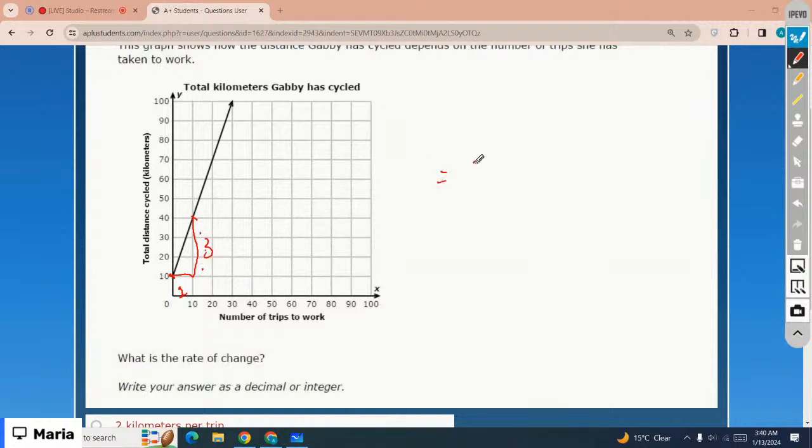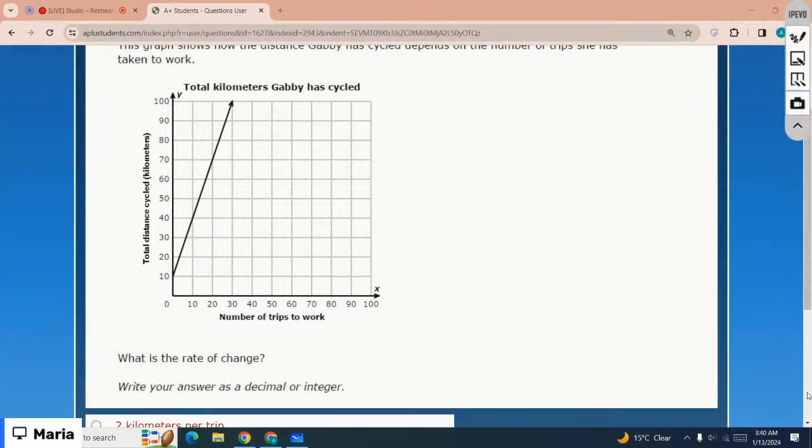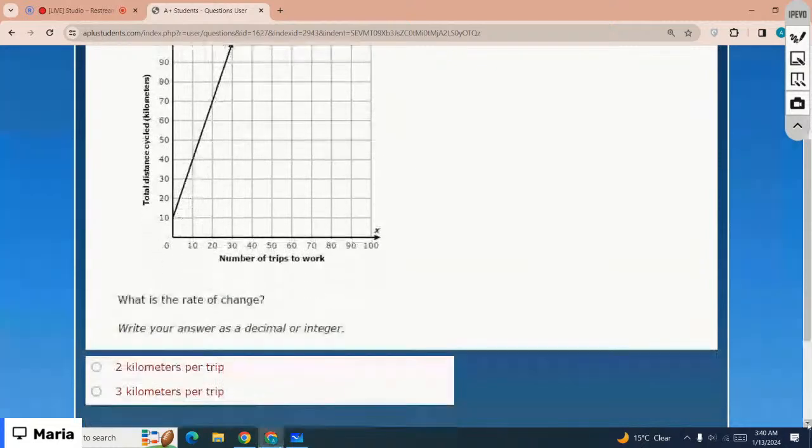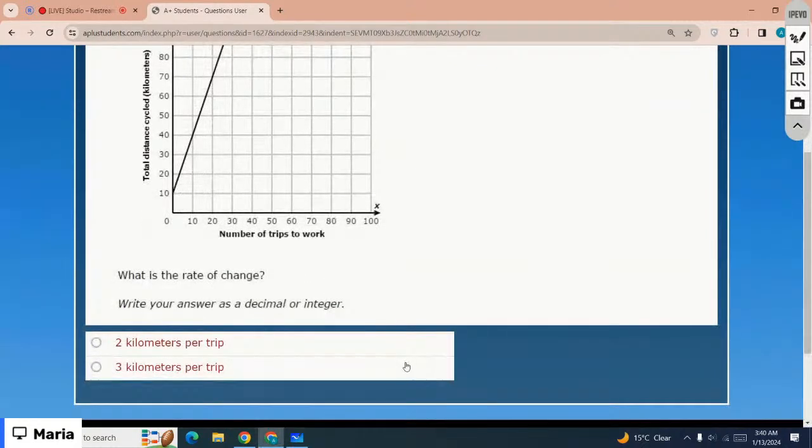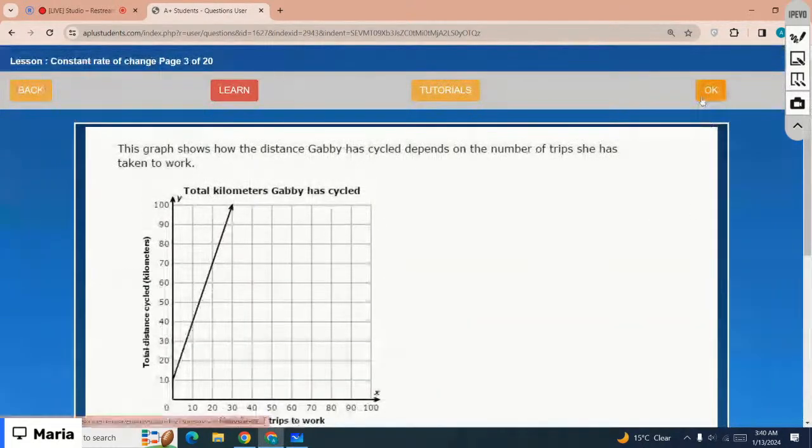So the slope is 3 divided by 1. That is change in y divided by change in x. So the slope is 3. Got it? So calculating slope from the graph is this easy. The correct option is 3. And you can select any 2 points.